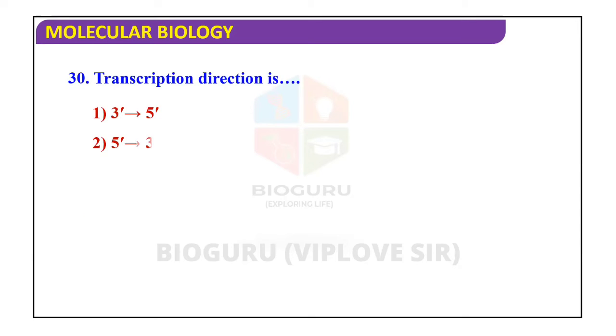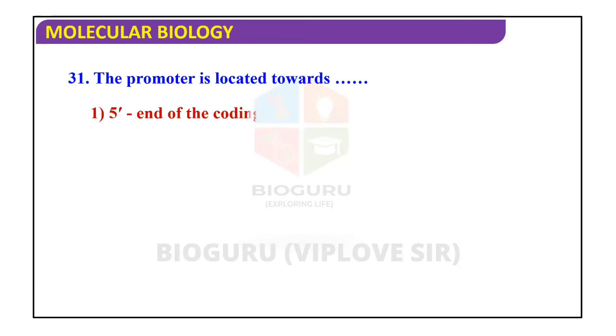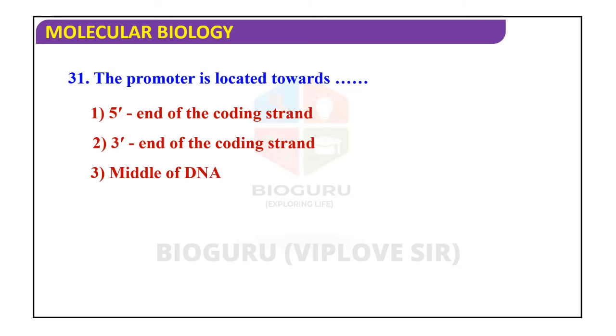Transcription direction is 3 prime to 5 prime, 5 prime to 3 prime, 5 prime to 5 prime, or 3 prime to 3 prime. It is 5 prime to 3 prime. That's good. The promoter is located towards 5 prime end of the coding strand, 3 prime end of the coding strand, middle of DNA, or 5 prime end of the template strand. Yes, you are right. Very good. I'm proud of you. It is 5 prime end of the coding strand.